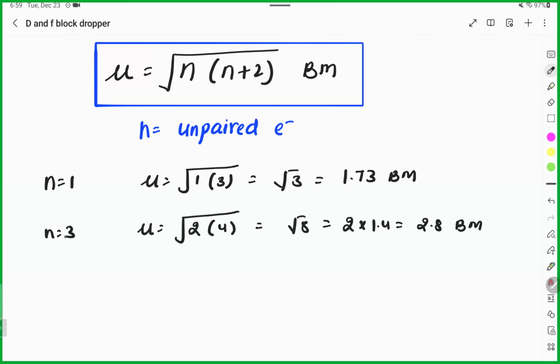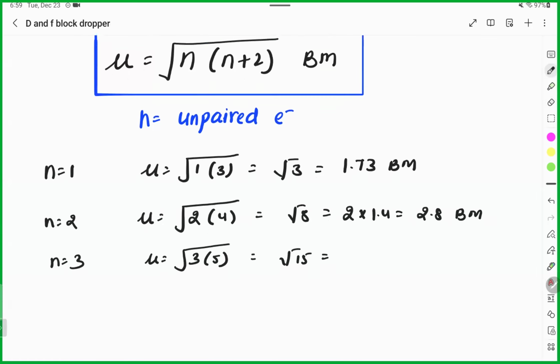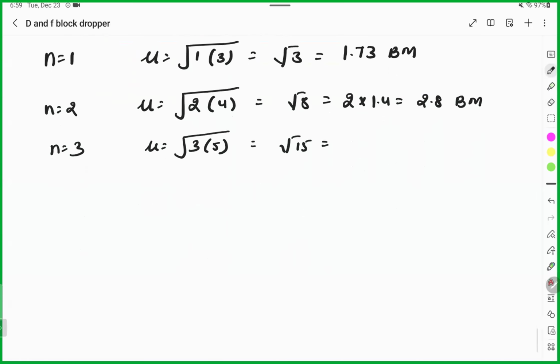If you take n as 3, Chandana, what will be the value? Root 15, because 3 multiplied by 5. And under root 15 will be slightly less than 4, 3 point something. I don't know the exact number, but very close to 3.8, 3.9, I guess. Bohr magneton.